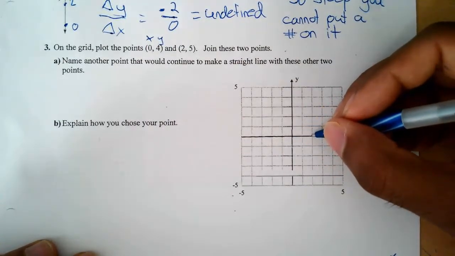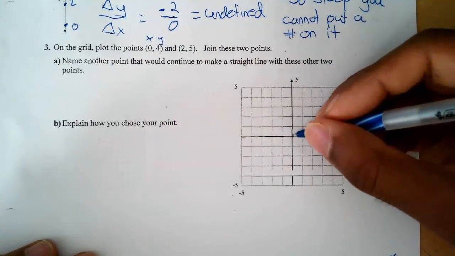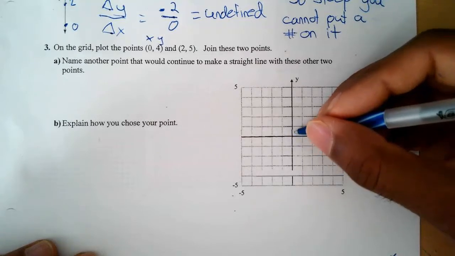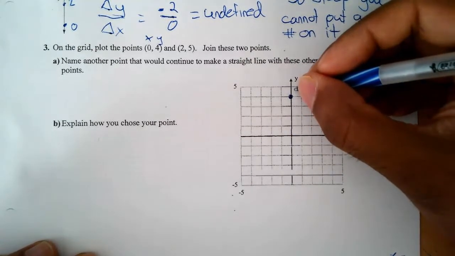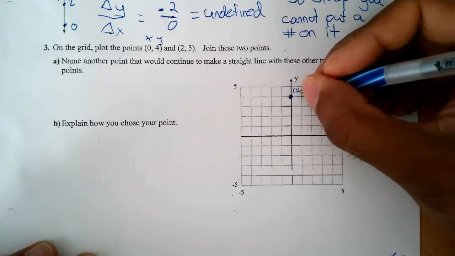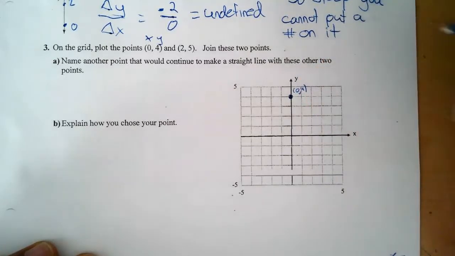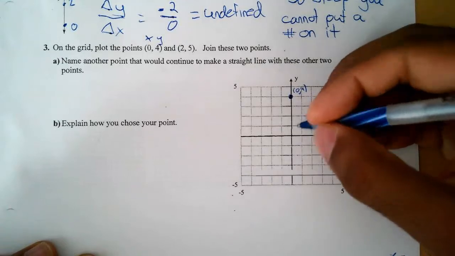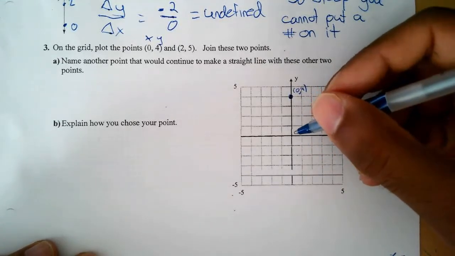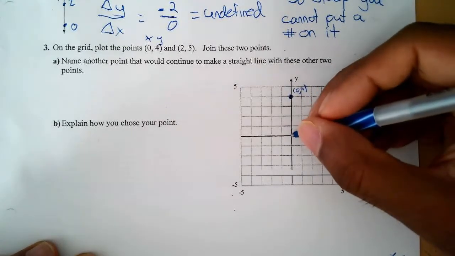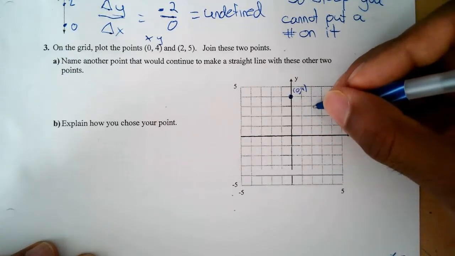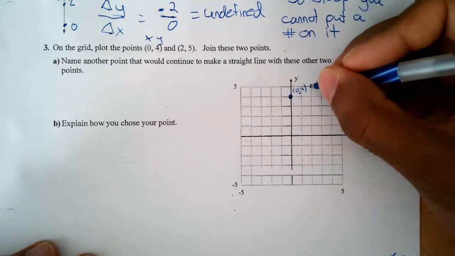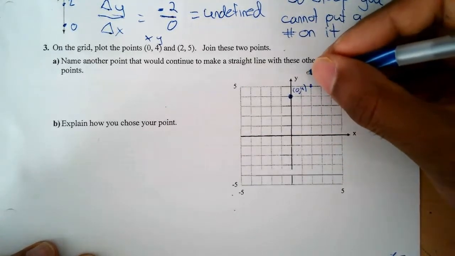1, 2, 0 here for x, and y is 4, right? 1, 2, 3, 4. So this is the point. And you should try to label your points. I know it can get messy, but it's helpful for yourself and for somebody looking at it. And the second point is (2, 5). So x is 2, 1, 2, y is 5. So 1, 2, 3, 4, 5 up here. Right. So let's label this up here.